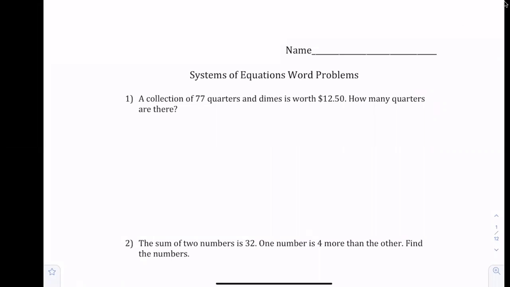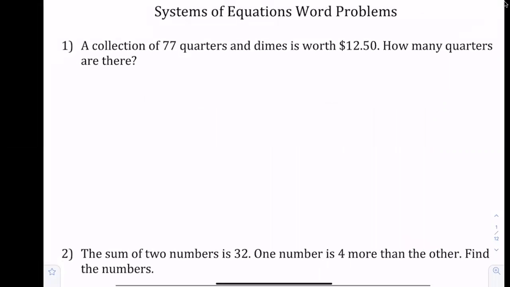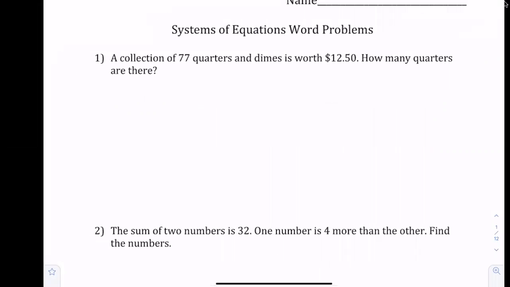Okay, here we go. Number one. Come on now. It says a collection of 77 quarters and dimes. Can someone tell me, does that say 77 quarters? No. That does not say 77 quarters. That says there are quarters and dimes. How many of them are there? 77. Do you know I have people who can't write that down? Dimes plus quarters equal 77.